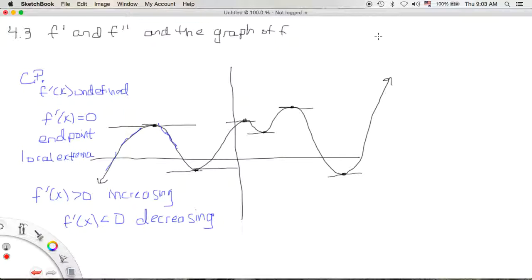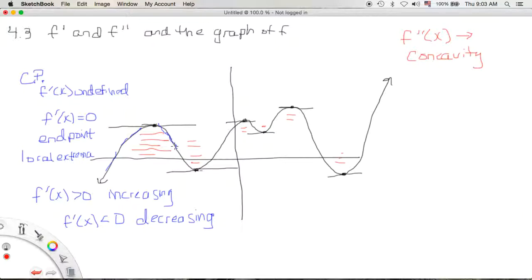Now the second derivative can also tell us some important information. The second derivative tells us about concavity. Now, remember, concavity is kind of the curve part of what's happening. For example, this part here, it looks like a mountain. That means it's concave down. It's opened downward. And this part in here is opened upward. It's concave up.